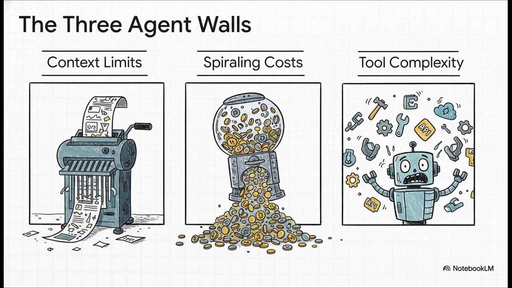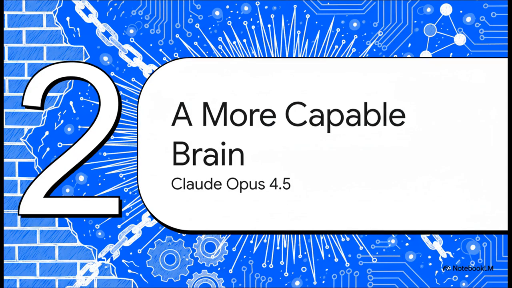Then there's cost. Every single one of those API calls, every little result that comes back, it adds up. And that bill can get scary fast. And finally, tool complexity. You want your agent to talk to everything: Slack, GitHub, Jira, you name it. But just loading the instructions for hundreds of tools can burn through your entire context window before the user has even typed a word.